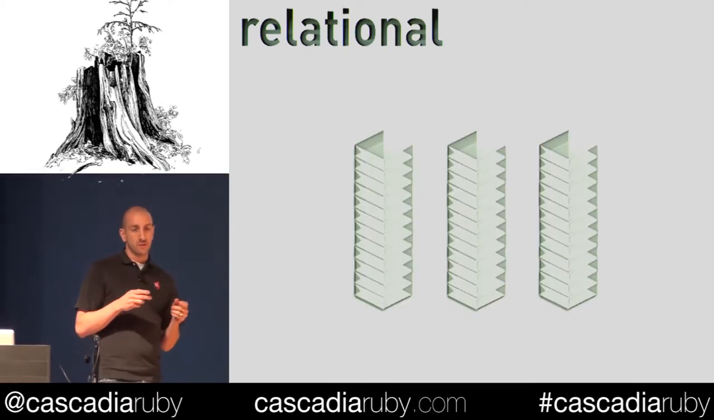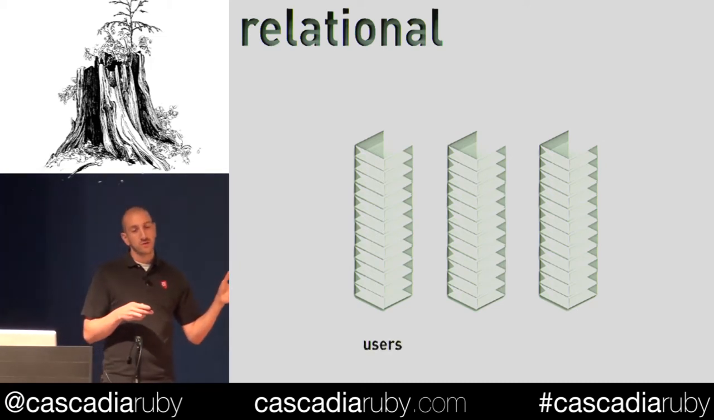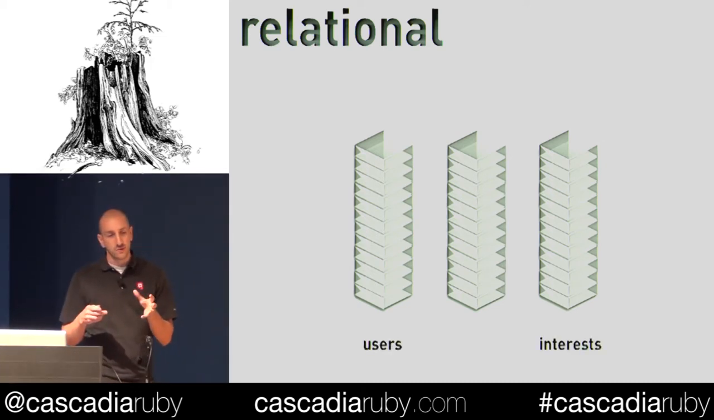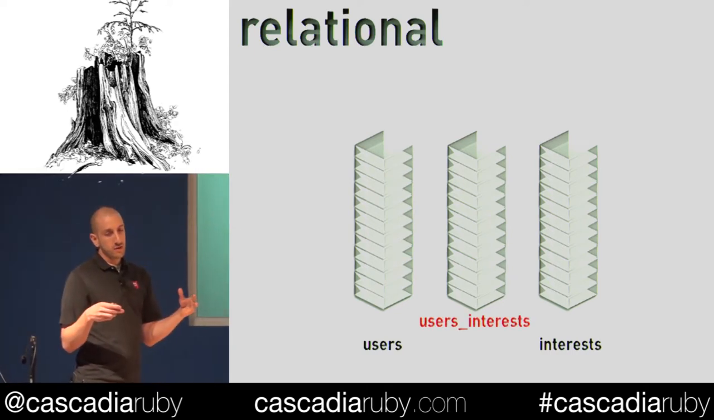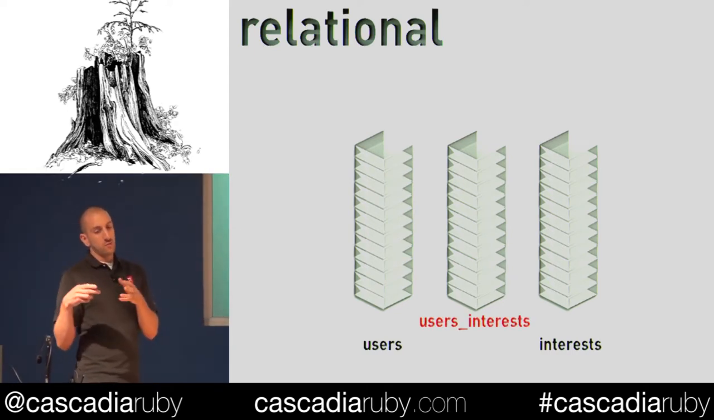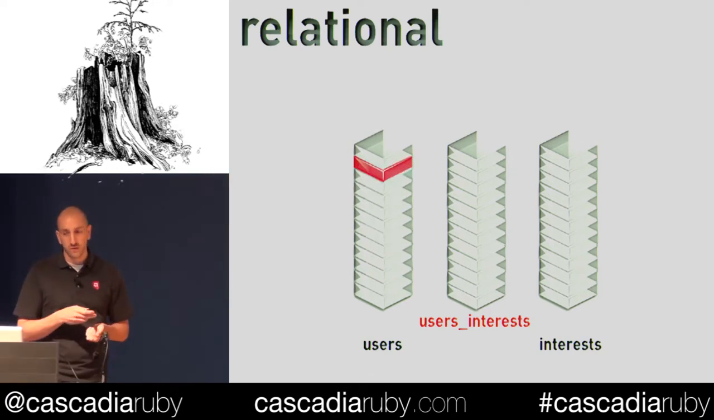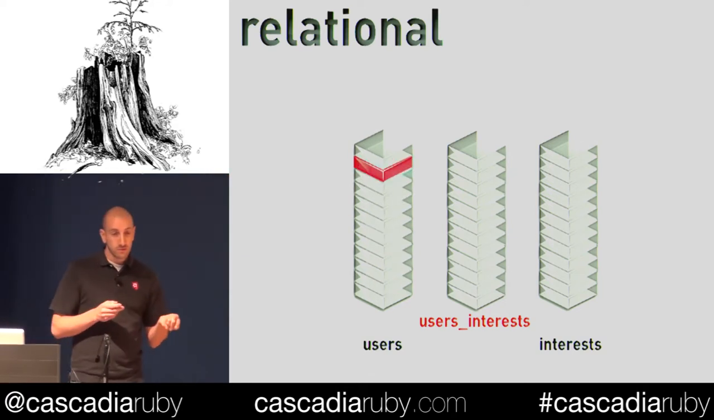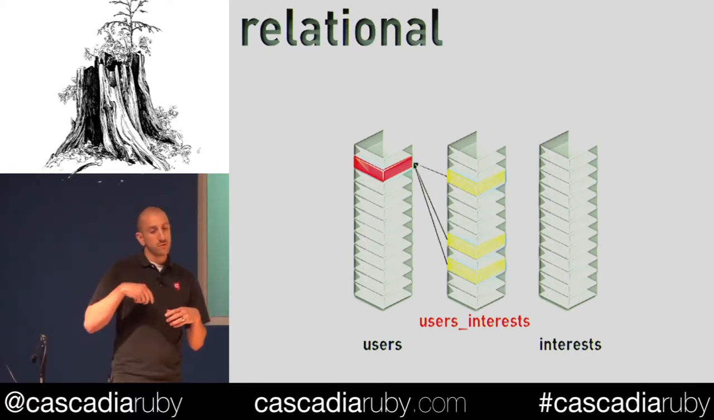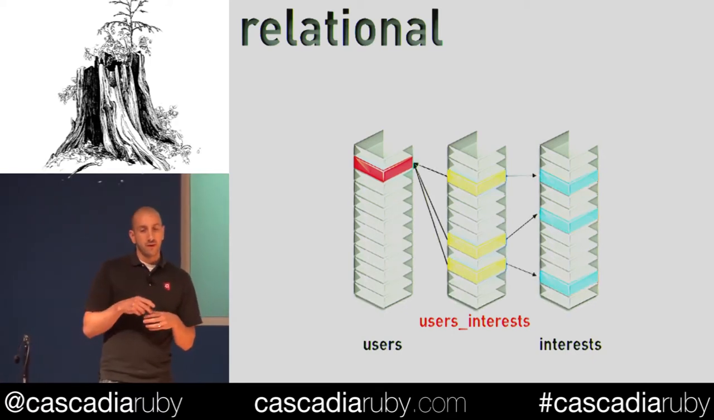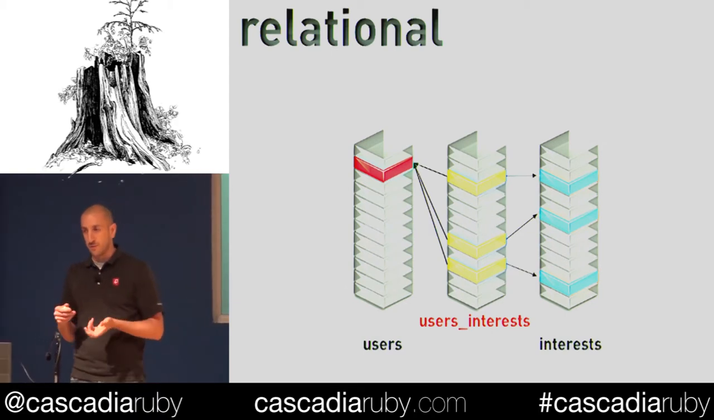So let me show you a quick example of how you would do stuff in a relational database. Say you have a users table, then you have an interest table, and then you want to see what user has what interests, right? So you would say, I'm going to start with this user. I'm going to look up this user ID in the user interest table, and then correlate that to find the interest. Very straightforward, very familiar.